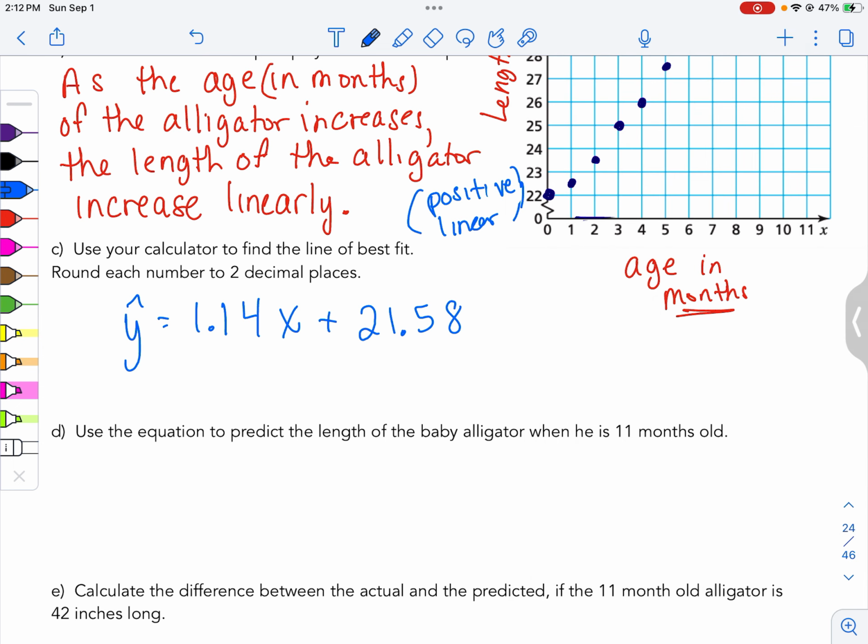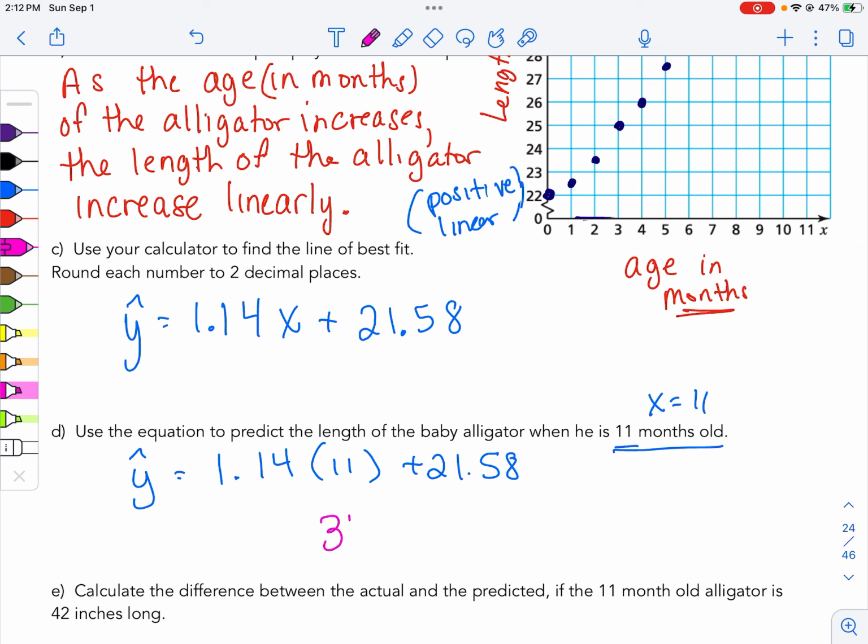All right, now it says use the equation to predict the length of a baby alligator when he is 11 months old. So almost a year. So remember, 11 months is my x value. So I want to go y hat, and we're going to go 1.14. Our x value is going to be 11 this time. And I want to add 21.58. All right, when I do that, I end up with a value of 34.12. Now it's asking for the length. We know the length is represented in inches, so make sure you put inches there. It's not 34 feet long. That would be a pretty big alligator.